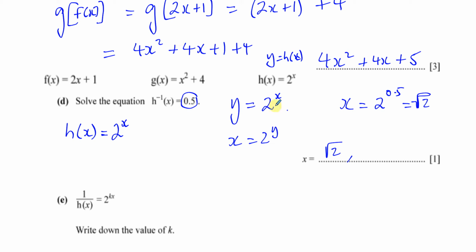1.41. So if you write 1.41, both of those are correct. You can write either of them, it's fine. Okay, so I hope you understood that. That's a very important point here, that the inverse means you swap the x and the y around.